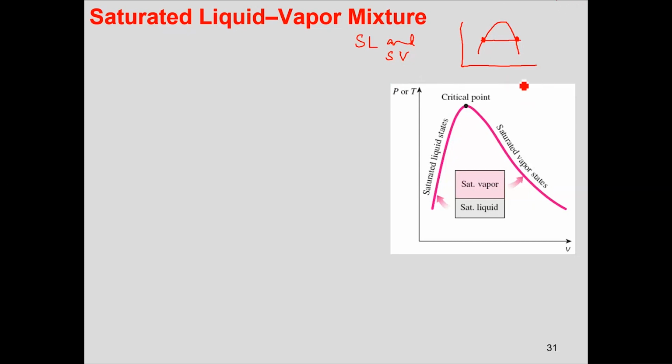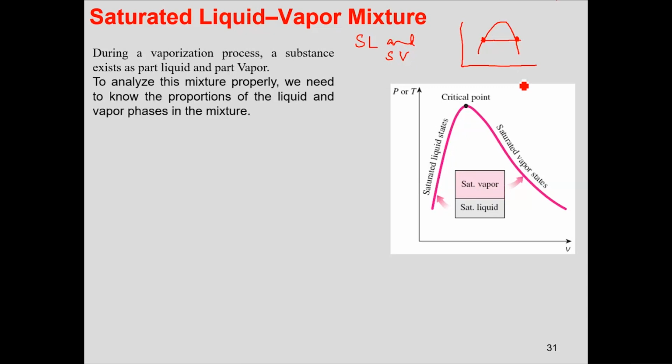In a condition where you have a mixture of saturated liquid and saturated vapor, which happens during the vaporization process, you have to analyze the mixture properly, and for that you need to know the proportions of saturated liquid and saturated vapor phases in the mixture, that is, how much is saturated vapor and how much is saturated liquid. This is information that is required to assess the property of the mixtures.